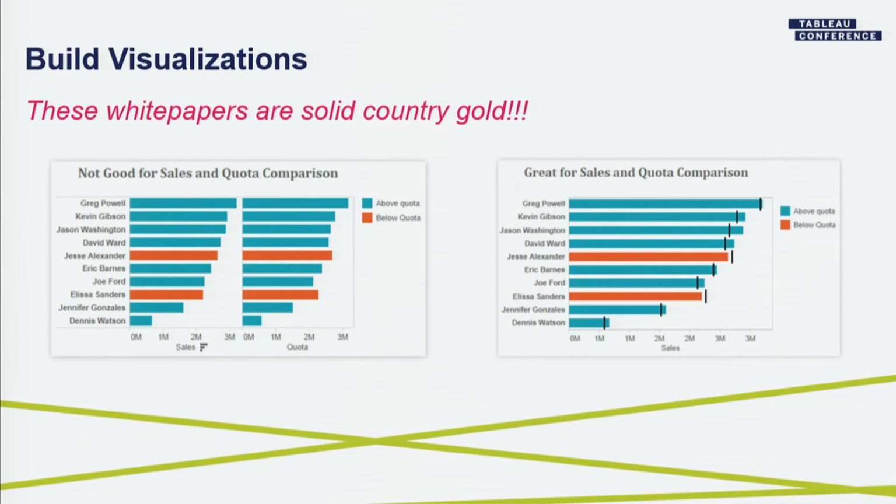Here's just one example of the kinds of nuggets of information that you can pull out from the Visual Analytics white paper. Just an example of a better way to look at sales versus targets. There's even more insights than just this in there. Just wanted to share that one example with you.